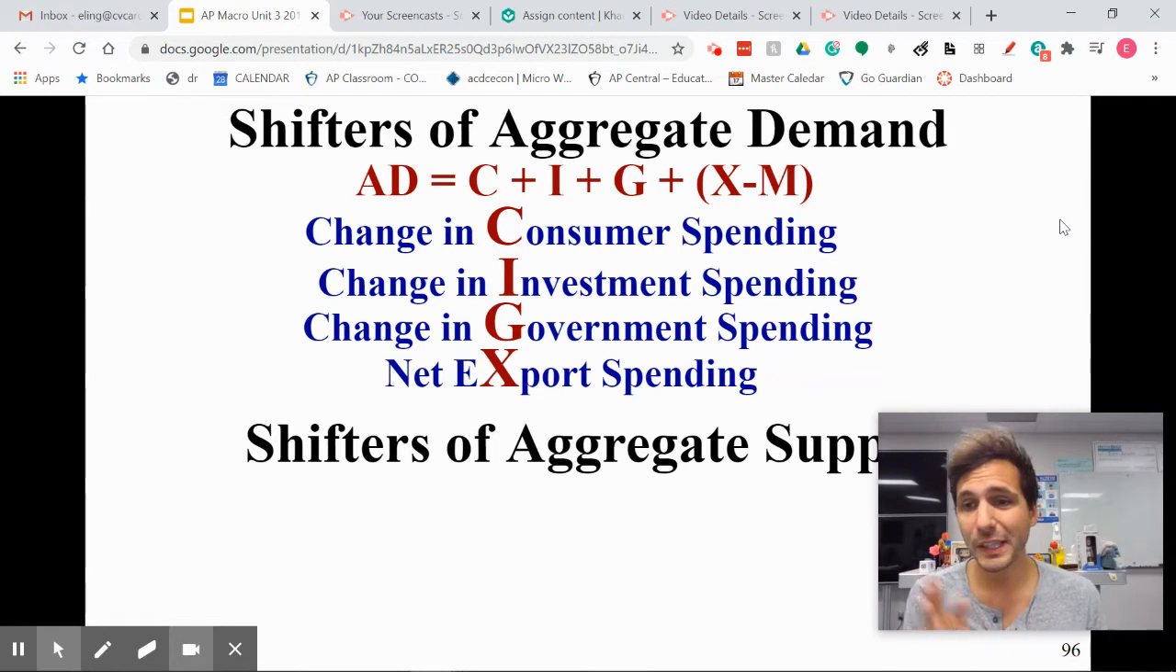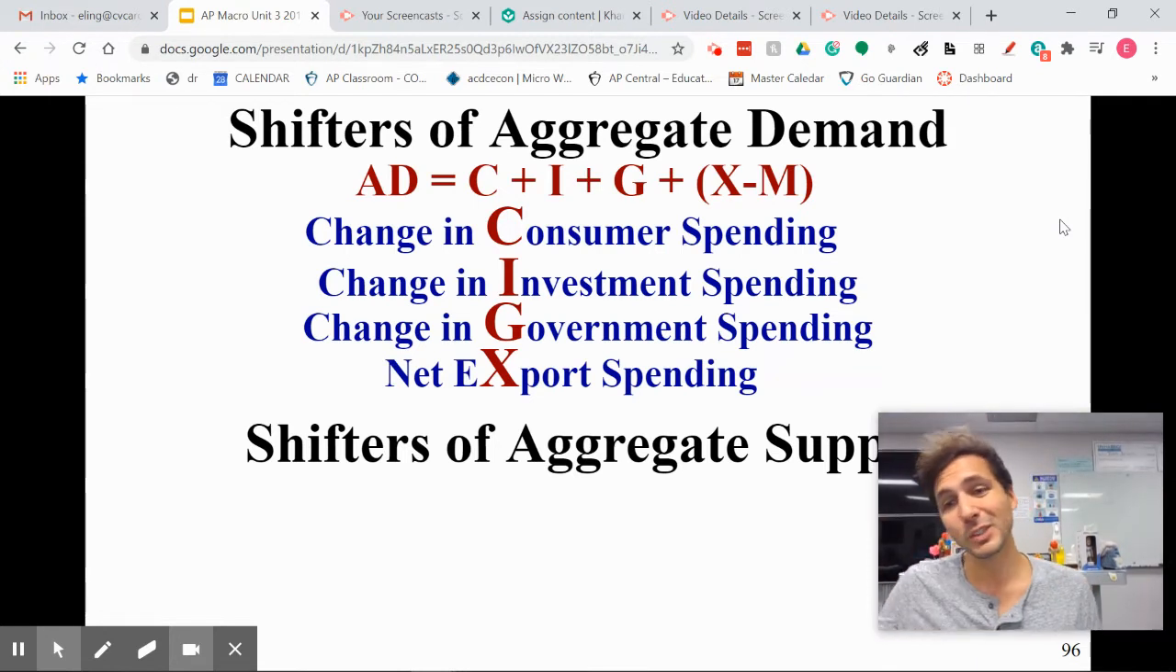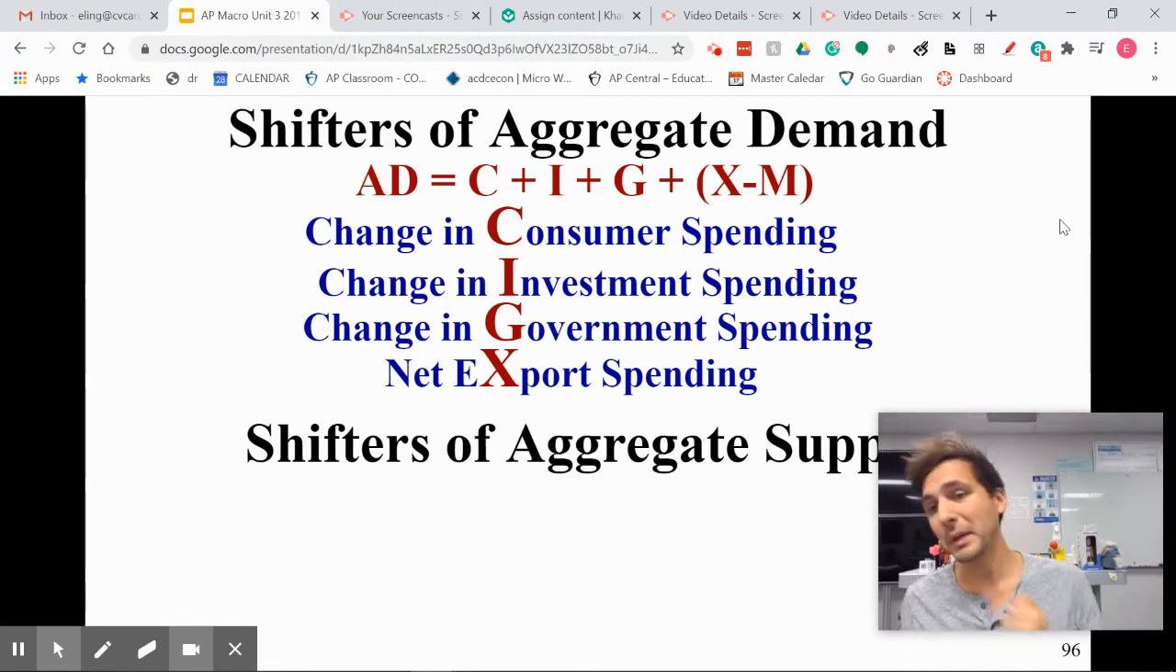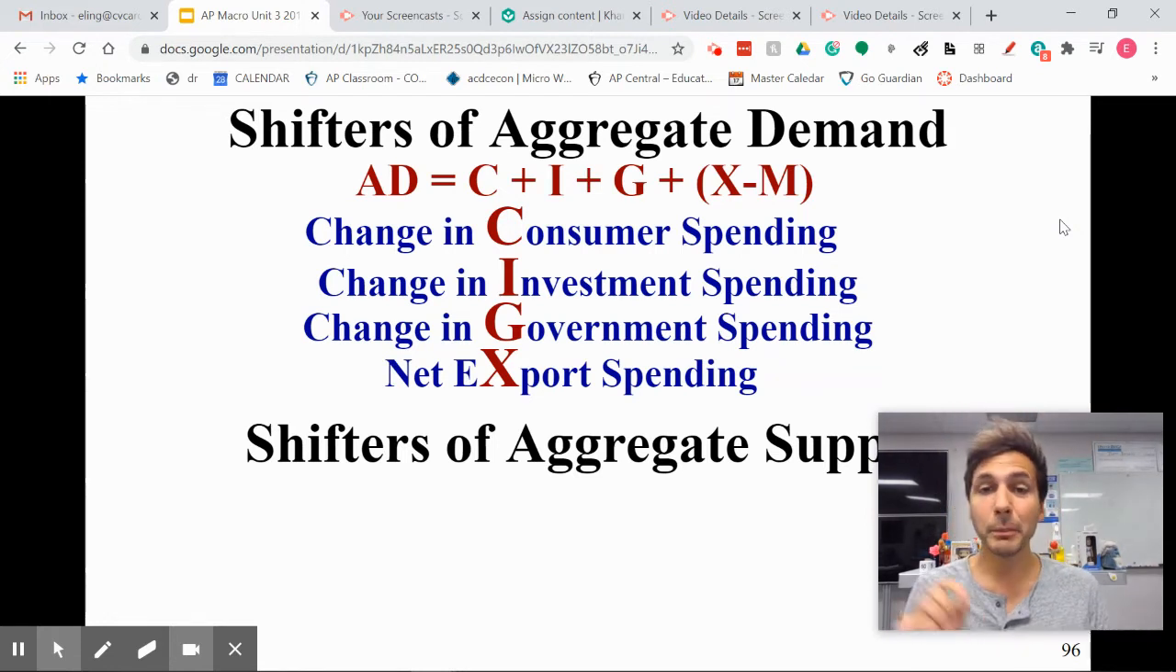If there's an increase in any one of those four elements, aggregate demand is going to shift to the right. If there's a decrease in any of those four, aggregate demand is going to shift to the left because we're demanding more or less depending on the spending. That should make some sense. Be careful with that one.